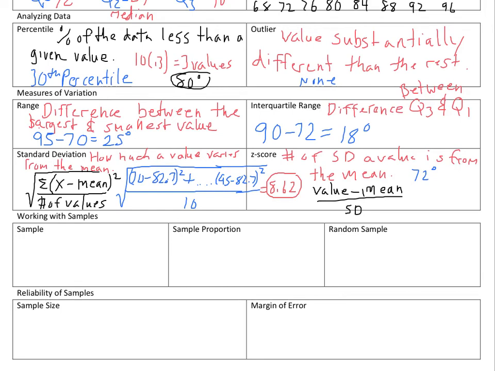Let's use the math calculation of this formula. My number is 72 minus the mean, which is 82.7, divided by my standard deviation, which is 8.62. If we used a calculator for that, again, another calculator cruncher, my answer would be negative 1.24. That would be my z-score of 72. Now what that means is I'm 1 1/4 standard deviations below my average.